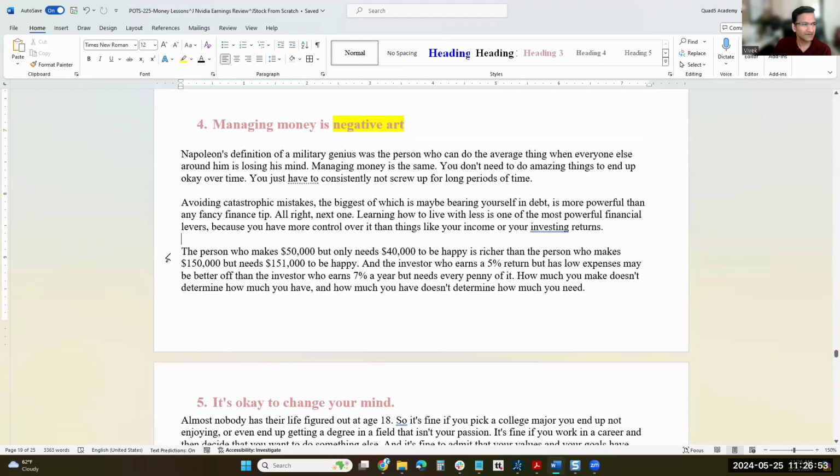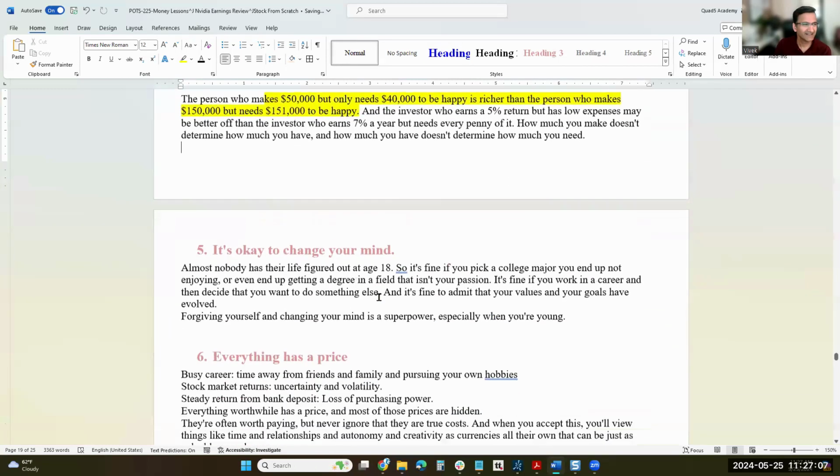Another one similar to that: a person who makes 50,000 but only needs 40,000 to be happy is richer than a person who makes 150,000 but needs 151,000 to be happy. So it's always relative. Happiness is always relative.